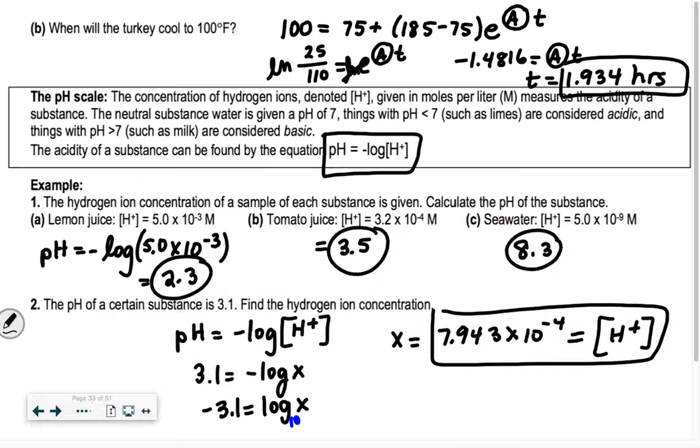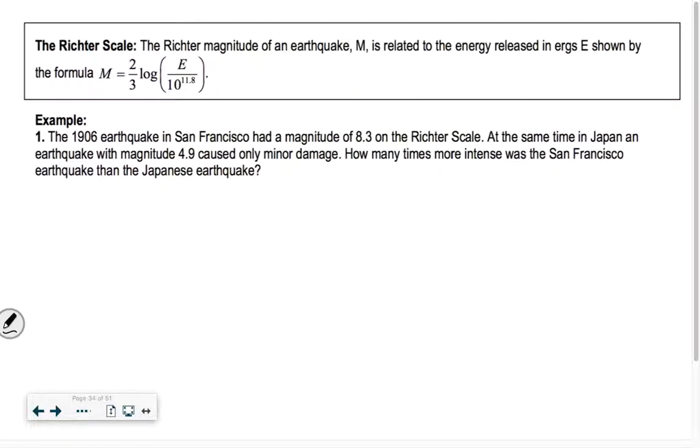Okay. Feel pretty good with those two? We like pH problems? Should have done pH before Newton's law of cooling. Newton's law of cooling is a little intense.